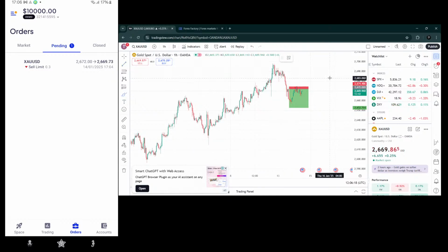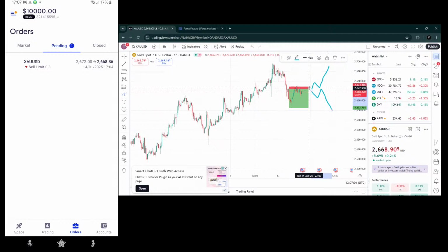So two possibilities: one is the market goes like this, hits here, goes here, and then goes like this. Second is the market goes here, as it went before, hits back here and goes like this. So these are the two possibilities in the market today, and we are going for sell today. And my setup is as you can see.